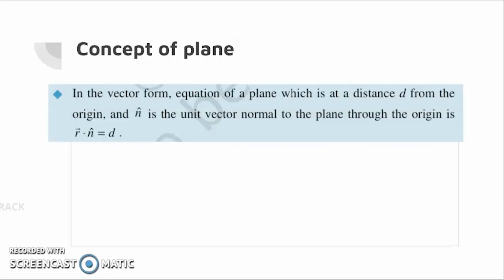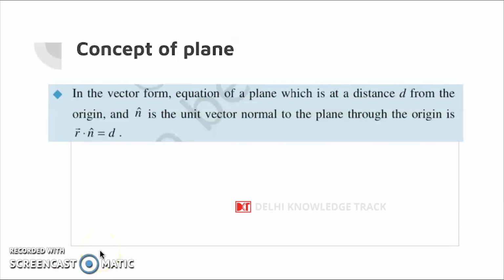In vector form, the equation of a plane which is a distance d from the origin, with unit vector n normal to the plane, is the dot product of vector r with unit vector n equal to d. To understand this concept, imagine a plane which is d distance away from the origin and a unit vector n from the origin to the plane such that it is perpendicular to the plane. Then the equation of the plane will be the dot product of vector r with unit vector n equal to d.